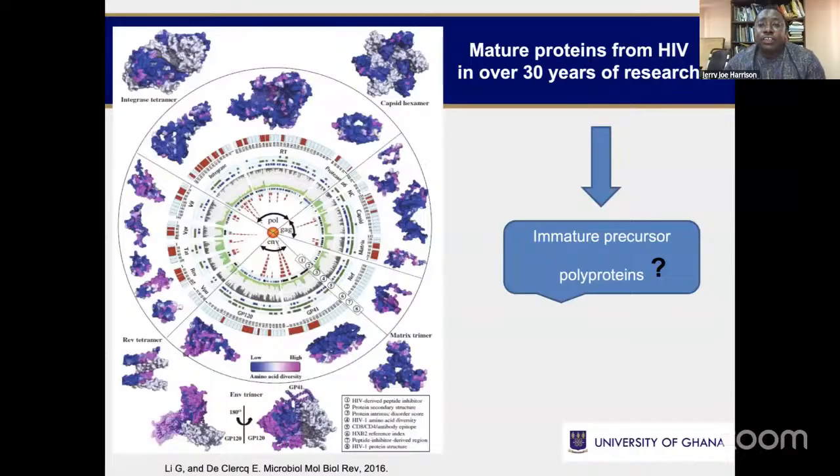And so looking at all the work that has been done over the years, we have solved the structures of all the mature proteins, and these have been very instrumental in developing new drugs. But how do the immature precursors look like? This is a question that we've been very interested in for a very long time. We have absolutely no idea. And so we were interested in finding out how these immature precursors look like.